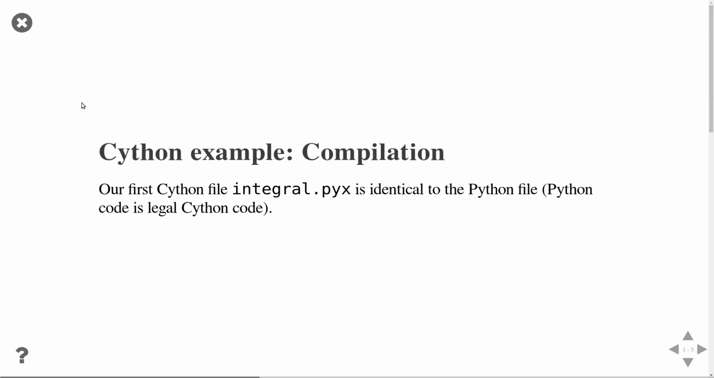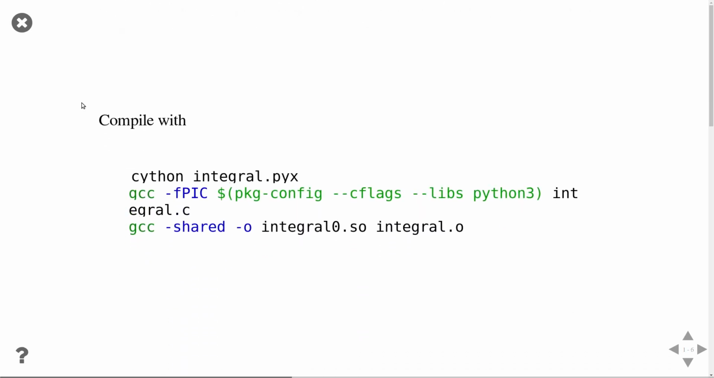Okay, so here we go. I can obviously run this as a normal Python program, but I want to use Cython. So what I do is I save this file not as a .py file, but as integral.pyx. But I keep the implementation exactly as it is. The reason why I can do that is because Python is also legal Cython code. And so now I need to compile this file.